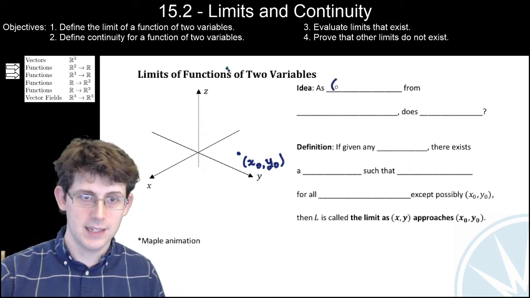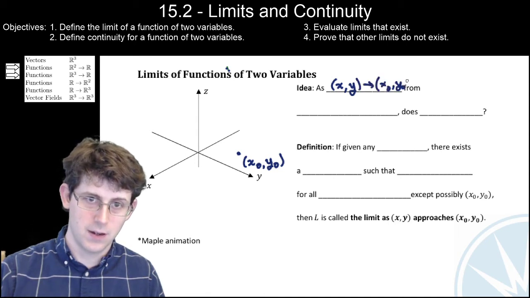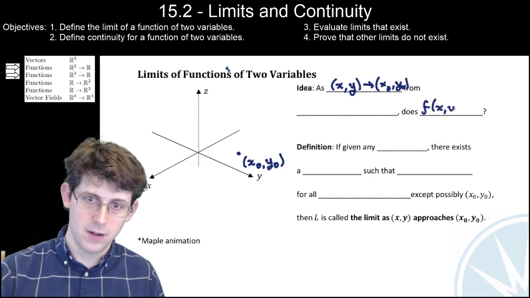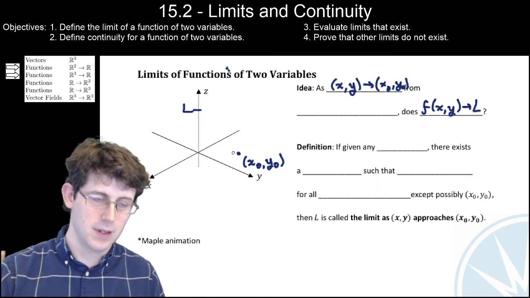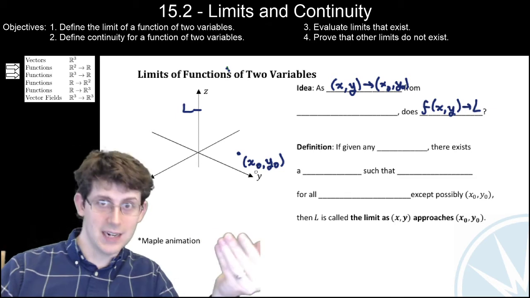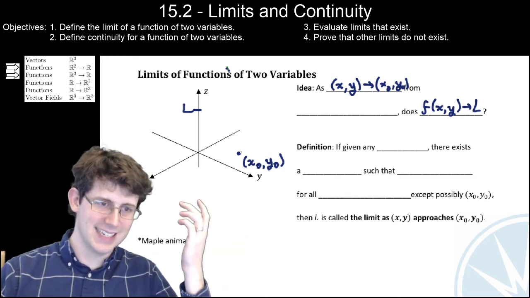So as our points are approaching (x0, y0), we want to know if the function value is approaching L. But the problem is I can't just say you either come from the left or the right, and you check the left and the right. No, it's not that easy anymore.